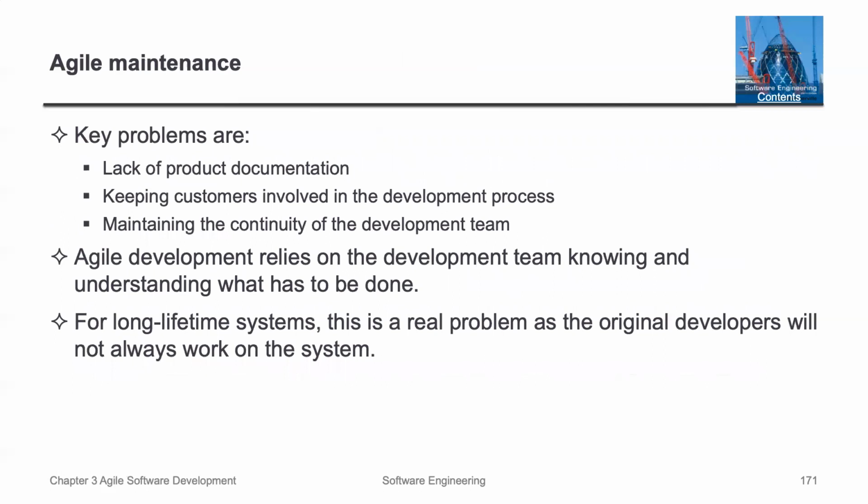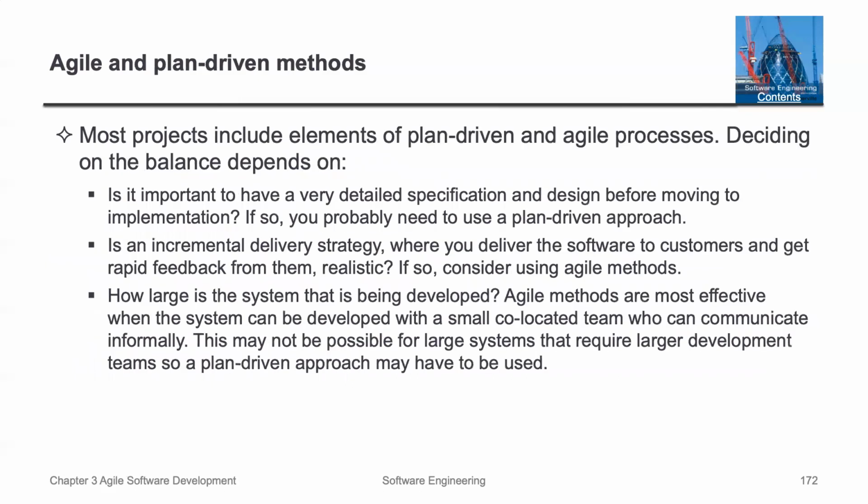In terms of Agile maintenance, the key problems are lack of product documentation, keeping customers involved in the development process, and maintaining the continuity of the development team. Agile development relies on the development team's knowledge and understanding of what has to be done. For a long lifetime system, this is a real problem, as original developers will not always work on the system and migrate to other projects or other companies.